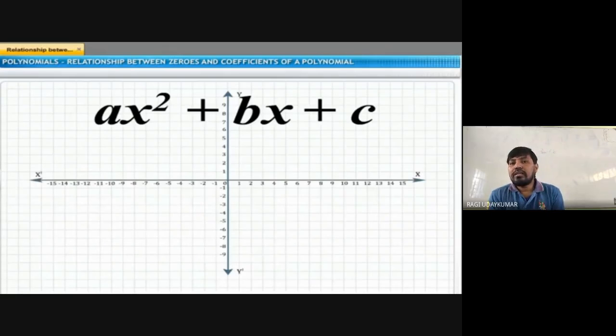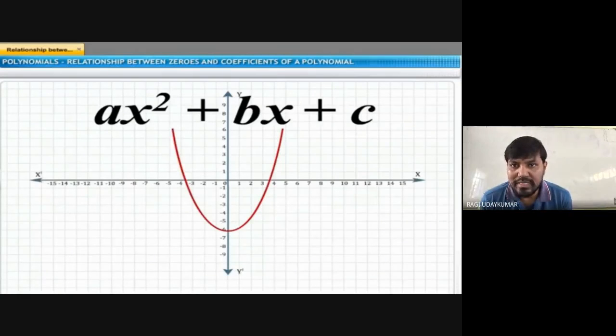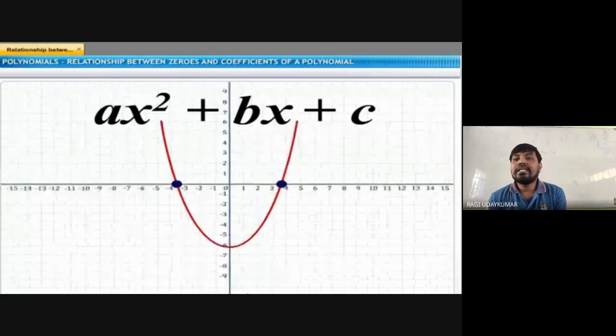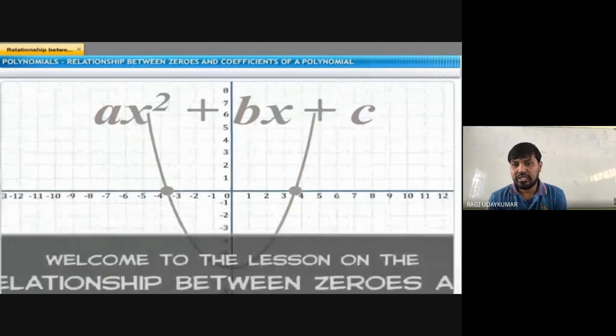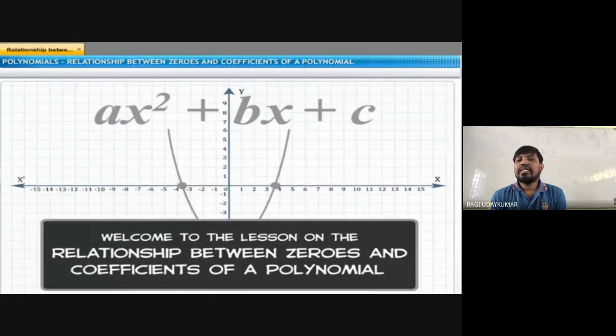So the quadratic polynomial is ax square plus bx plus c. Now let us see the relationship between the zeros and coefficients of the polynomial. These three are the coefficients: a, b, c are coefficients. So the relationship between the zeros and coefficients of the polynomial, let us see here.